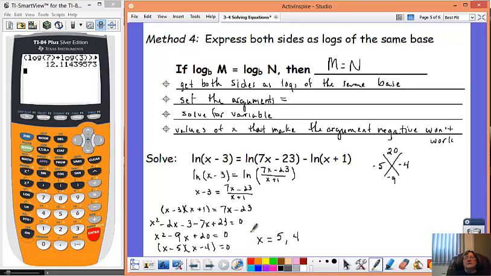And ladies and gentlemen, that's it. We've looked at four strategies for solving exponentials and logarithms. I'm going to ask you to get out there and try that. I hope you have a wonderful night tonight.